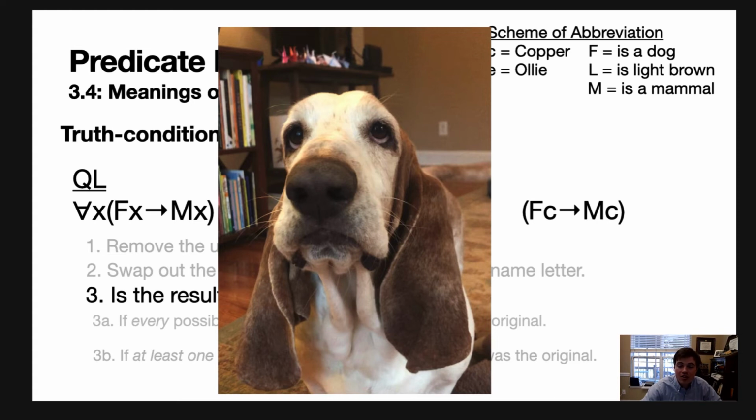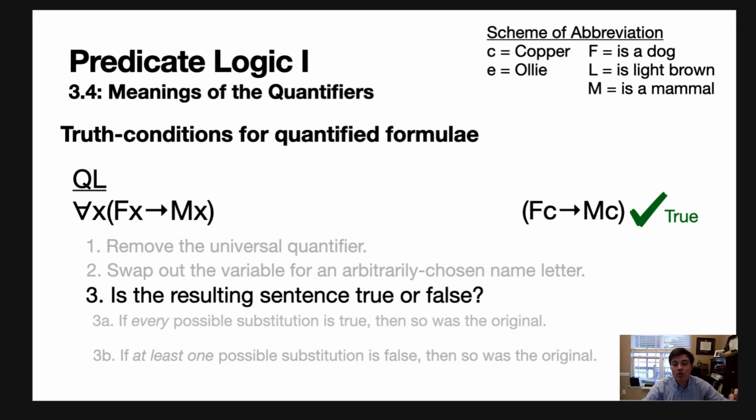Well, is that true? It's a conditional. We know that it is true that Copper is a dog. We know it's also true that Copper is a mammal. Under what circumstances are conditionals true? Well, one of them is if both antecedent and consequent are true. So the conditional, if c is F, then c is M, has a true antecedent and a true consequent, so the whole conditional is true. So what we've just discovered is that that particular instance, which we got by removing the quantifier on the outside and putting in a particular name, that instance is true.